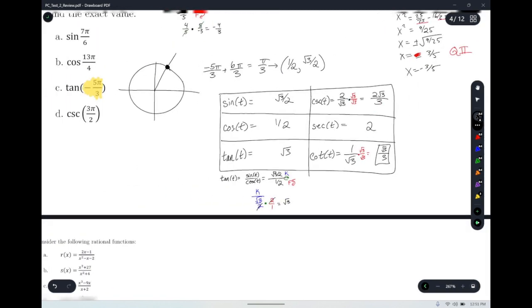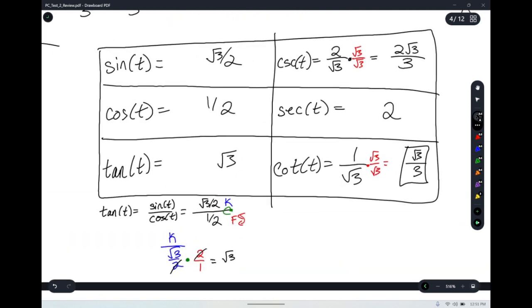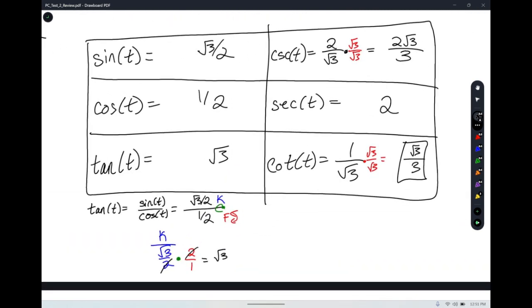Zoom out. There's the 6 things with the work that goes with it. But all of this is for naught if you don't have your unit circle memorized.